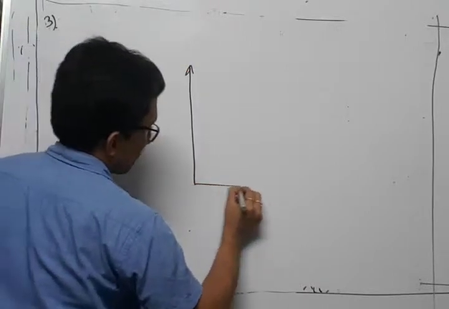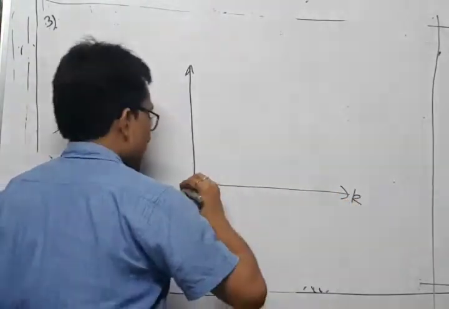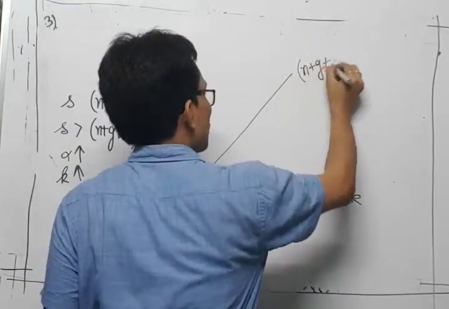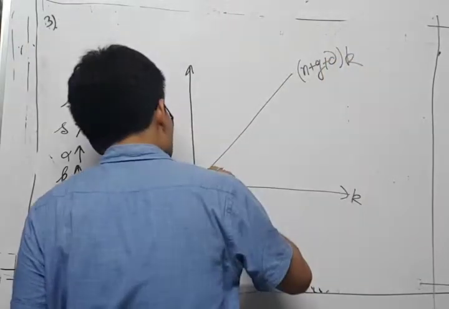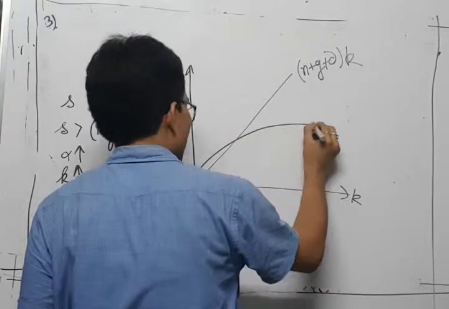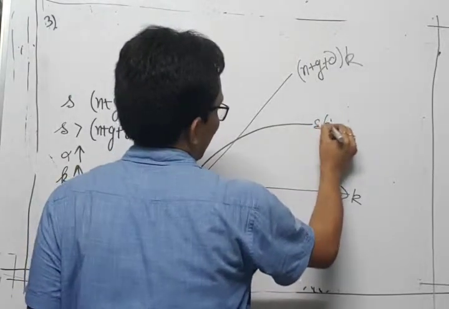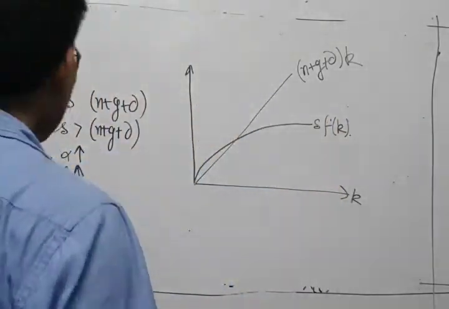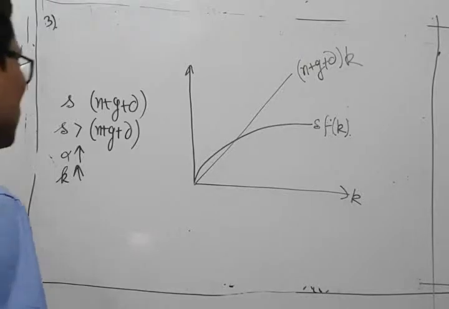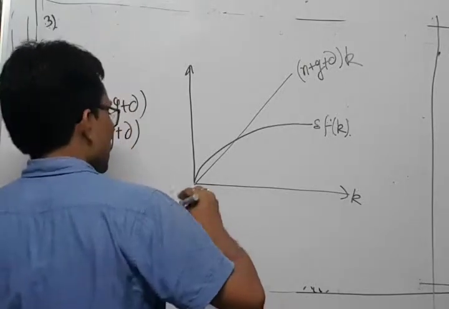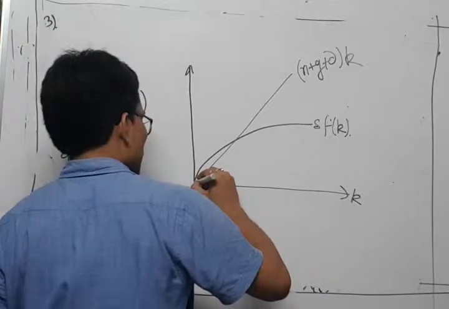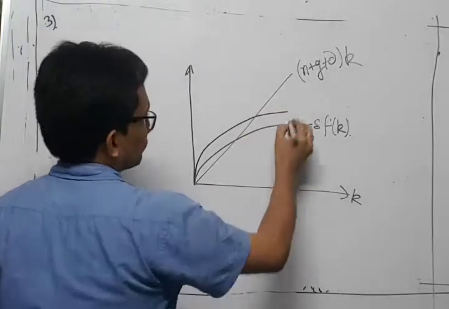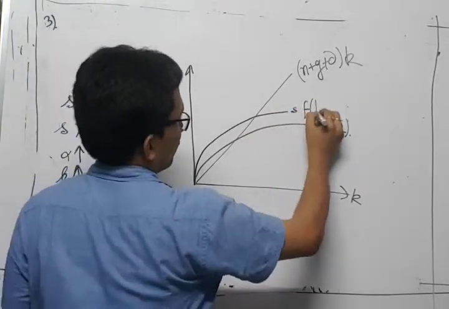That is plotting k on the horizontal axis, and this is the break-even investment line, that is n plus g plus delta of k. This is the initial investment line, that is S of f of k. And now following a change in alpha, that is a rise in alpha, there is also now an increase in S of f of k.